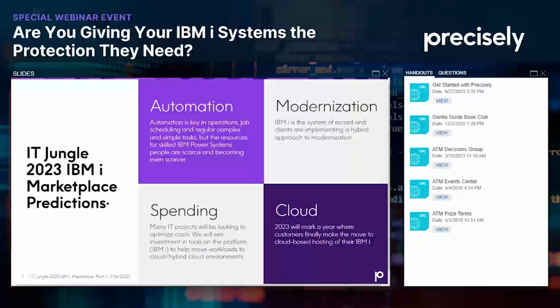So I think a lot of you out there are familiar with IT Jungle. It's one of the preeminent publications that speaks to this marketplace, the IBM i marketplace specifically. It's been around for a long time, and it's one of the loudest voices in the industry. When they talk about marketplace predictions in their latest IBM i predictions articles, there were a couple of different areas that they really highlighted. Automation, they called out, as I said on the earlier slide, is something that really is going to be important in the IBM i marketplace.